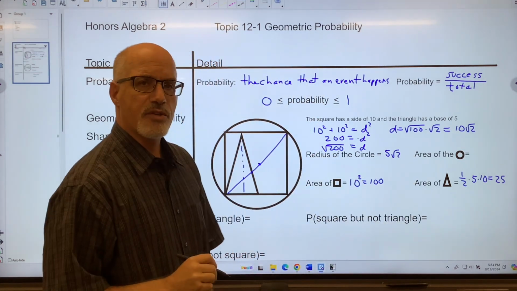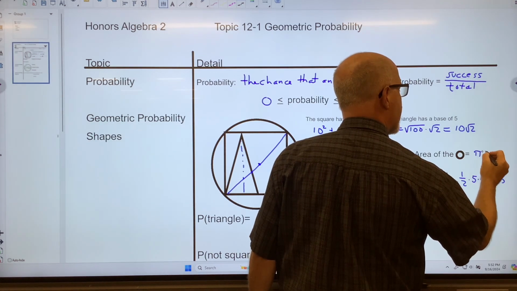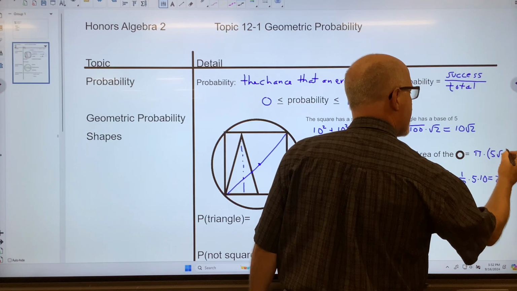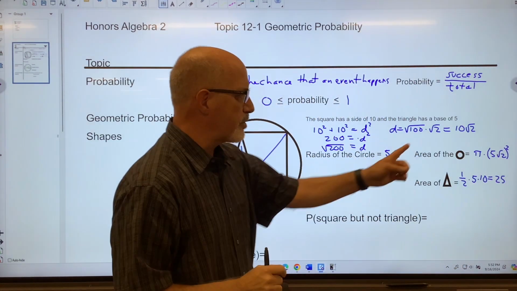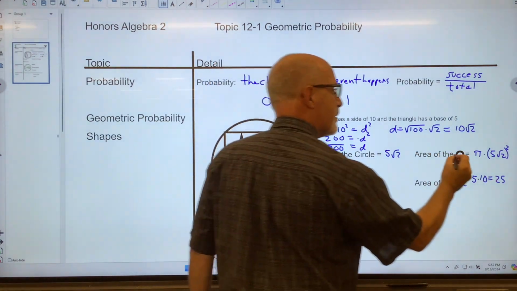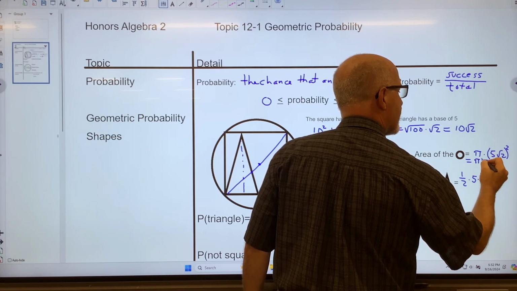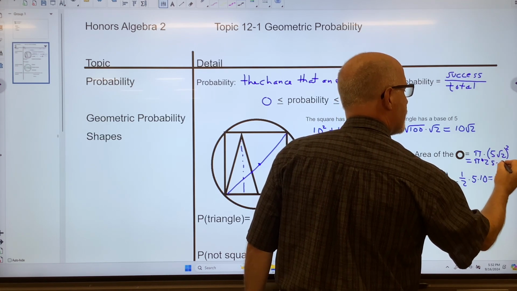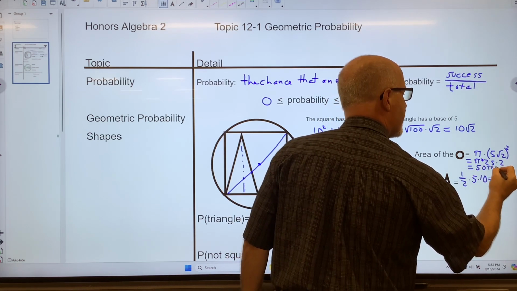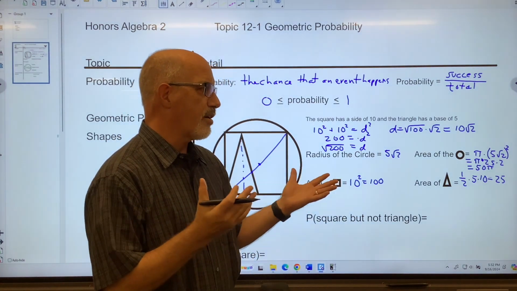So the area of the circle, remember, the area of a circle is pi times the radius squared. The radius here is 5 square roots of 2. If I square that, I'm going to square the 5 and get 25, and I'm going to square the square root of 2 and get a 2. So we have pi times 25 times 2. So that's going to give me 50 pi for the area of the circle.